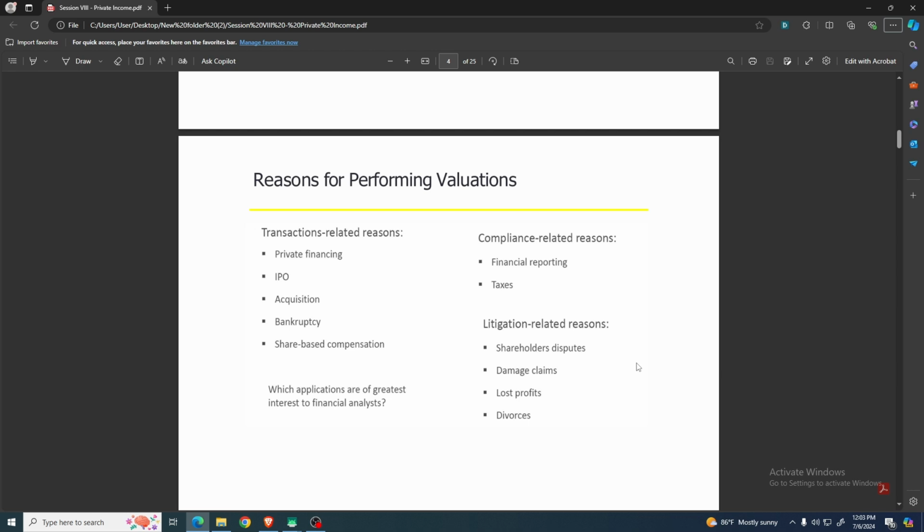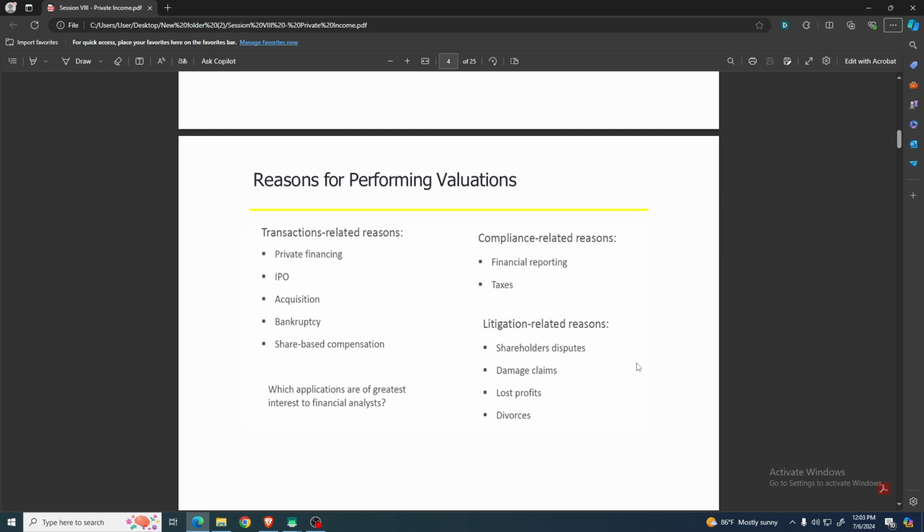And then you have litigation-related reasons. First, we have shareholder disputes. So, valuations are necessary to resolve disputes between shareholders, especially in cases of buyouts or dissolutions. So, for example, if we take a family business where a shareholder wants to exit, a valuation determines the buyout price for the departing shareholder's stake.